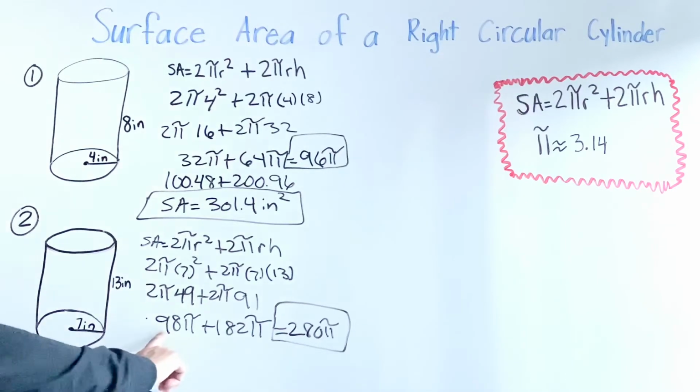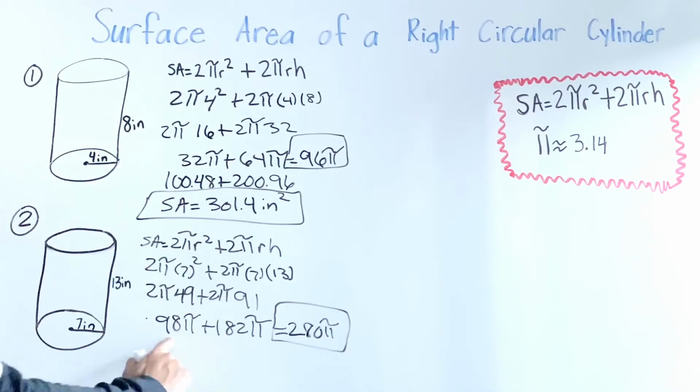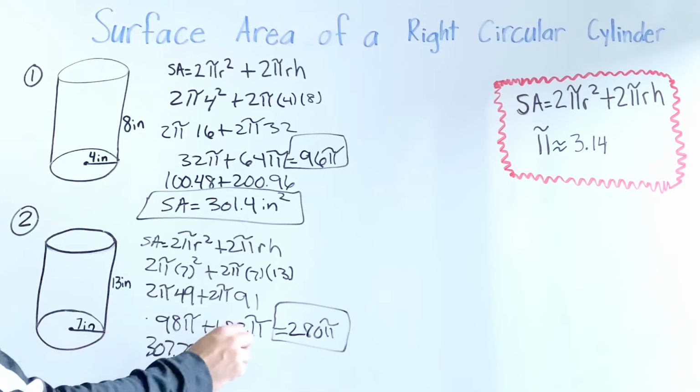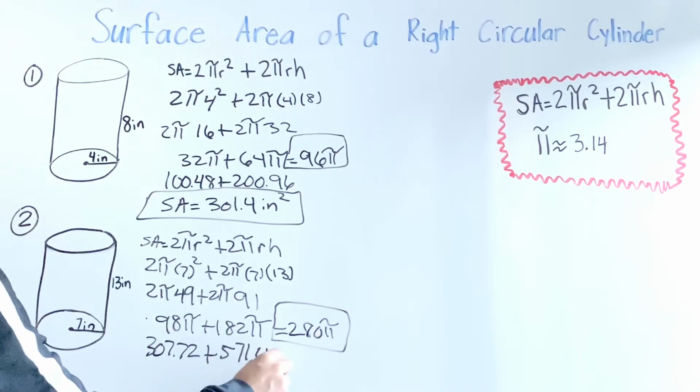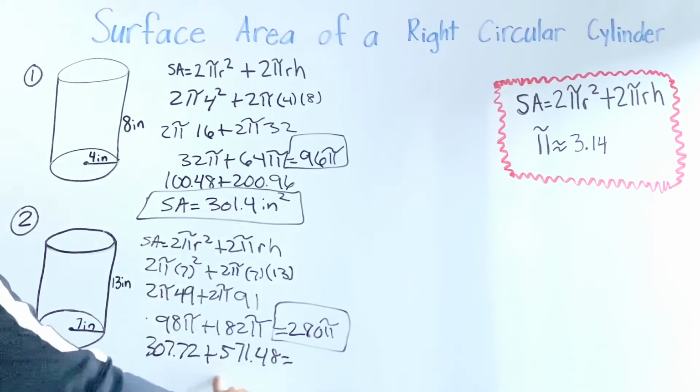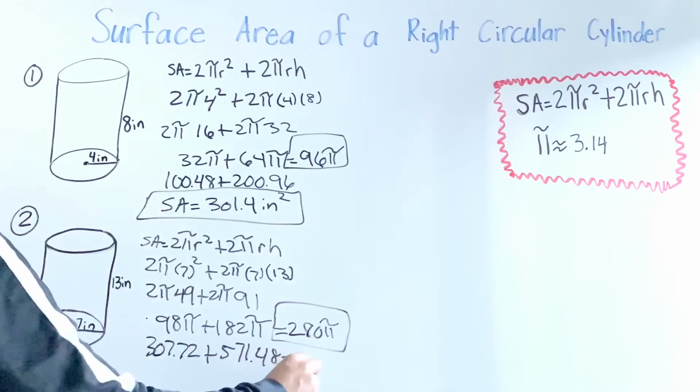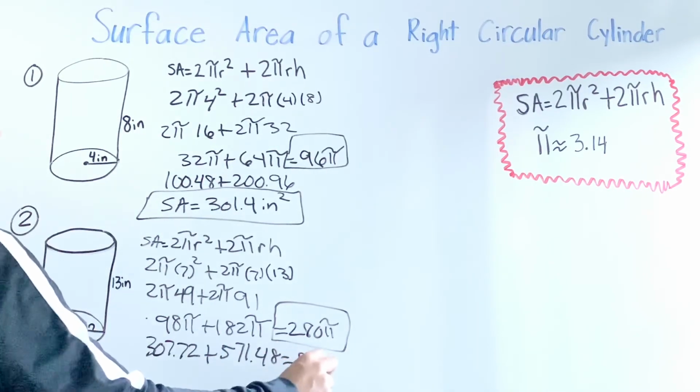But we're going to go a step further and multiply 98 times pi, which is going to give us 307.72, plus 182 times pi. Once again, pi is 3.14. That's what we're using for this problem. And when you multiply that, we have 571.48, and when we add that up, we got our answer to be 879.2.